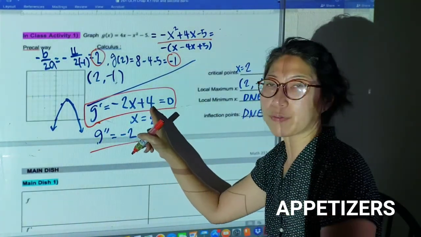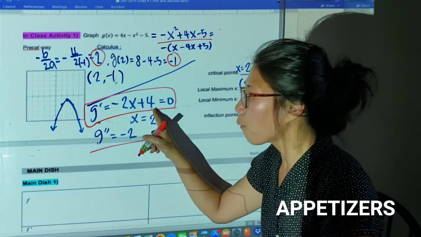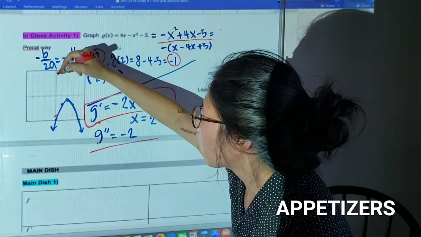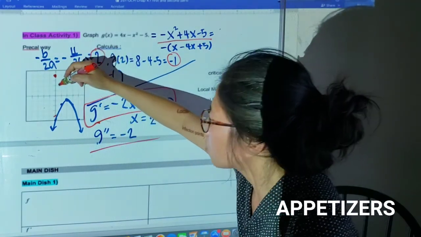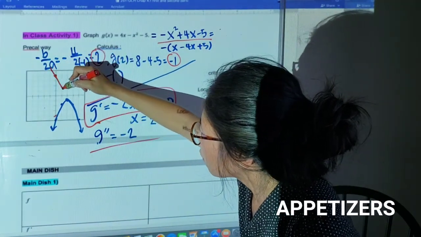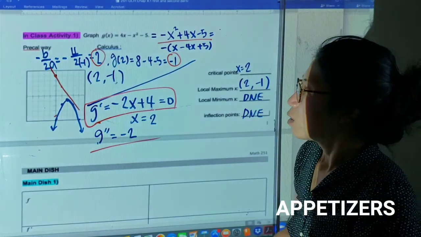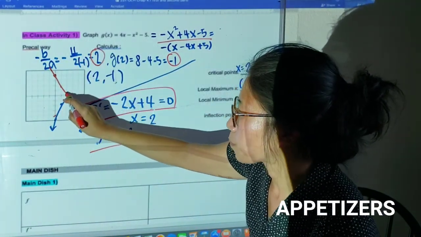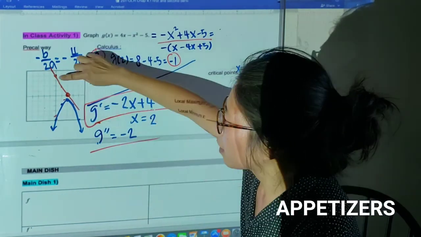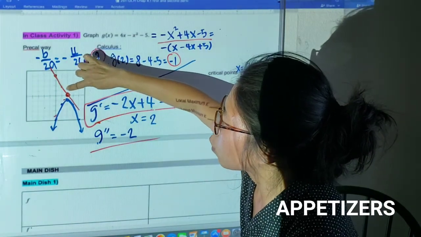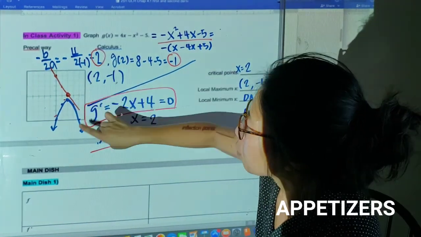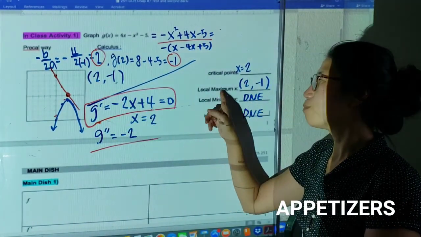Everybody remember how we graph this? Negative 2x plus 4. If we graph it, it's going to have a y-intercept at 4, and then the slope is negative 2. So my graph looks this way, and then look at here. This is exactly when your slope is 0. Then, by looking at it, red color, what does this mean? My original function is increasing and decreasing. Increasing, decreasing. It has to be a local maximum.